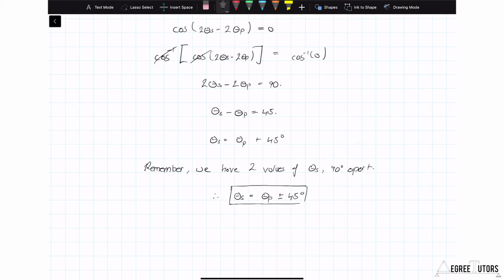So we've worked out the angles of these planes. Now we can add a little further note here just to say that, remember, there's two angles. So theta s1 is going to equal theta p1 minus 45 degrees, and that is going to be the plane of the maximum positive shear stress. And then theta s2 is equal to theta p2 plus 45 degrees, and that is going to be the plane of the maximum negative shear stress.